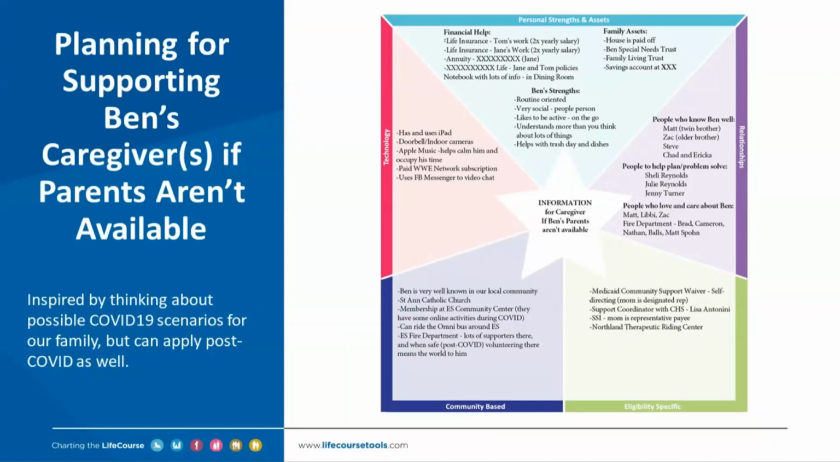I looked at all kinds of things in the personal assets and strengths, like our life insurance policies and annuities. And we have a notebook that we keep with lots of information for somebody in there. People need to know about that if they're going to help take care of Ben. Our house is paid off, things like that, assets that we have. How Ben uses technology, we listed all of those things. And then things that he does in the community that we would want to make sure continues, even if we weren't able to support him.